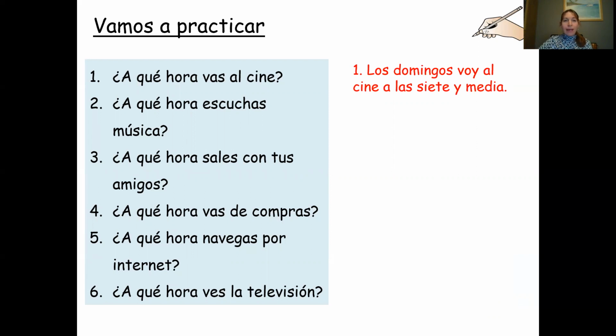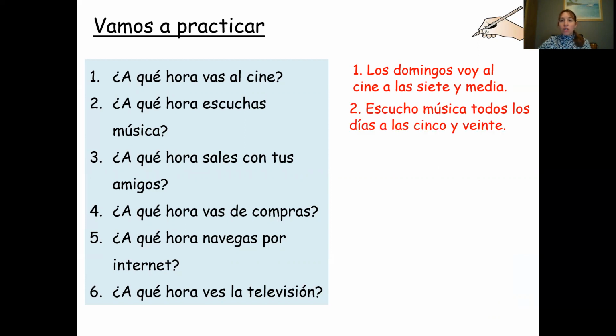So question number 2, ¿a qué hora escuchas música? What time do you listen to music? And the answer, escucho música todos los días a las 5:20. So I said you could vary the time or the time phrase, but as long as you've got the escucho música and then the a las, and give the time.